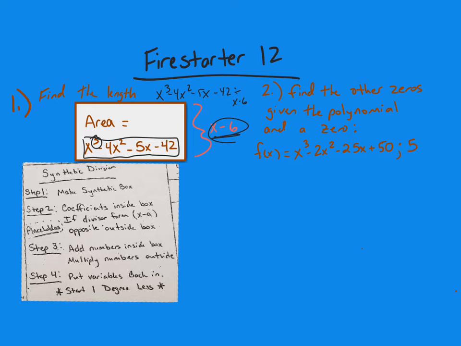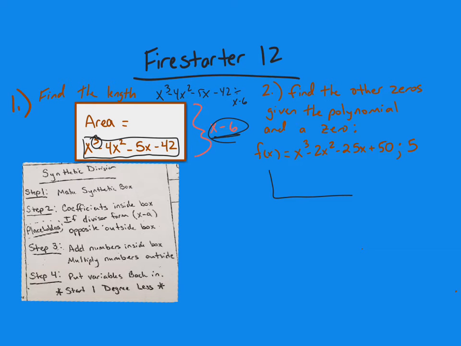Number 2, find the other zeros given the polynomial and a 0. So remember, we're going to be using synthetic division again. So step 1, make a synthetic box. Alright, so I'm going to do that. Inside, remember, when I'm doing synthetic division, coefficients go inside the box.